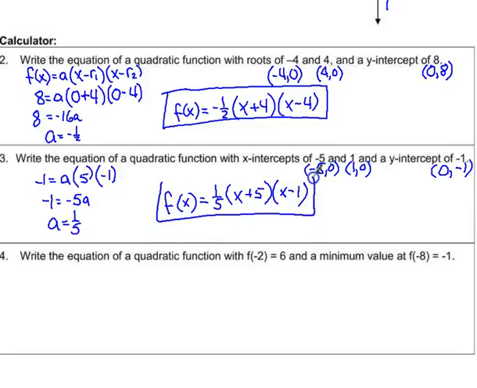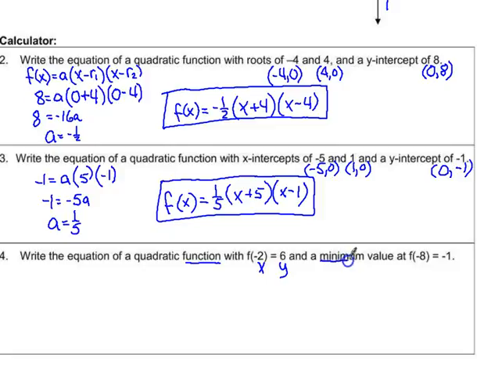We have the answer to question number 3. All right, moving on, we go to question number 4. Question number 4 is presented a little bit different. This time, they tell you that it's a quadratic function with f of negative 2 equal to 6. Associated with a function, we now know that this is x and this is our y value.